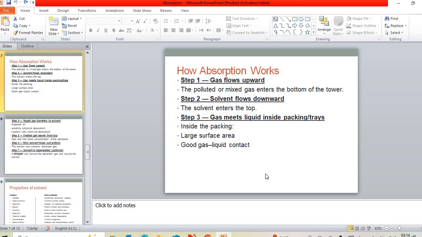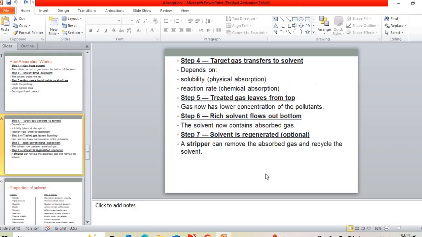So how does absorption work? Absorption is a very simple process. First, gas enters upward from the bottom of the column, and then the solvent meets it from the top. Both meet on a fixed bed or packed bed or Raschig rings, which increase the surface area of contact between both phases. And then the mass transfer happens.